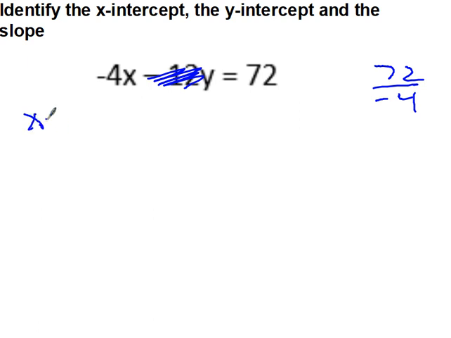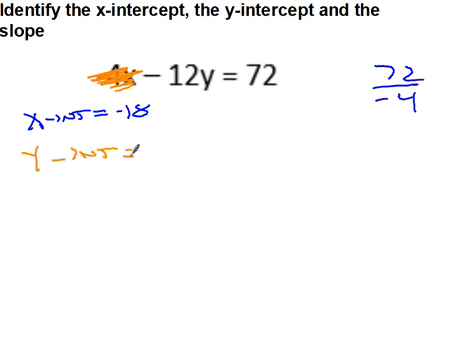So I divided by negative 4. So my x-intercept equals negative 18 because I have a positive divided by a negative. Now for my y-intercept, x goes away. 72 divided by negative 12. That one I know off the top of my head. That's negative 6. So those are my two intercepts. Already got that part done.